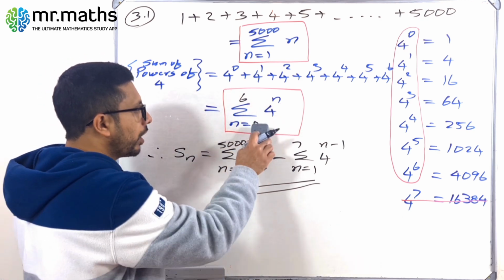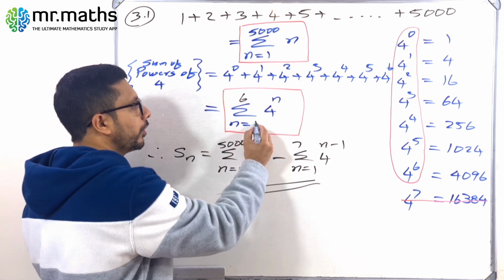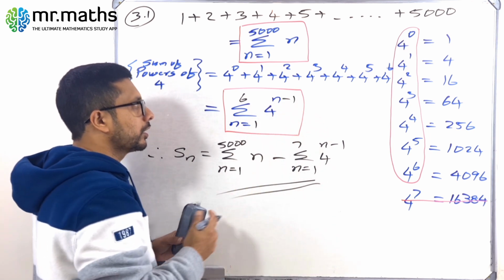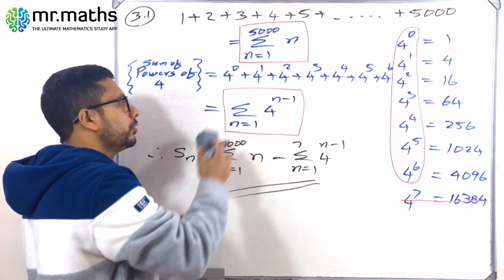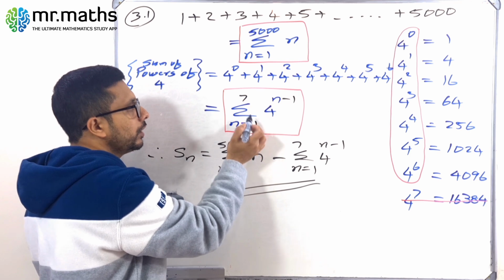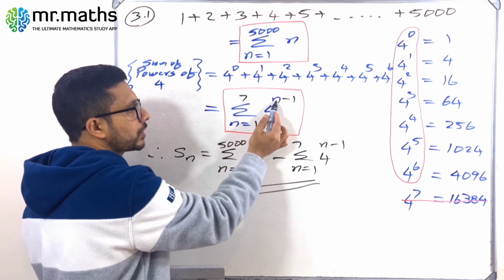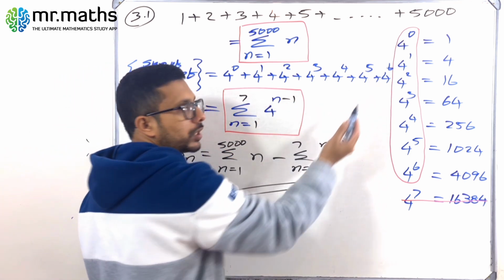But if you write 1 here, then what we have to do? Here we have to put that minus 1, and here we have to change to 7. Then only the last term is 7. So 4 raised to 7 minus 1, 4 raised to 6 we will get.